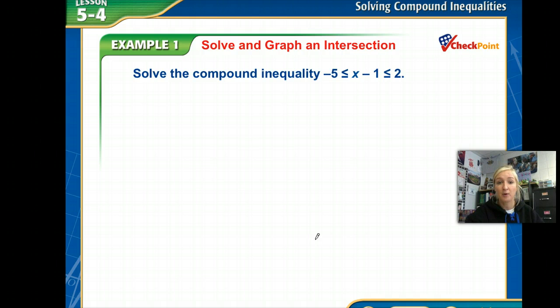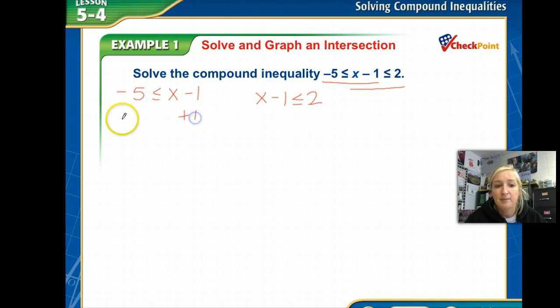All right, so we're at a checkpoint. So if you want to try one on your own, we can come back together and see if we get the same answer. All right, so I'm going to break it apart into 2 different parts. I have -5 is less than or equal to x minus 1. So I took the first half with this ending, and then I'm going to take the middle with the last half. So x minus 1 is less than or equal to 2 are the 2 equations that I'm going to be solving.